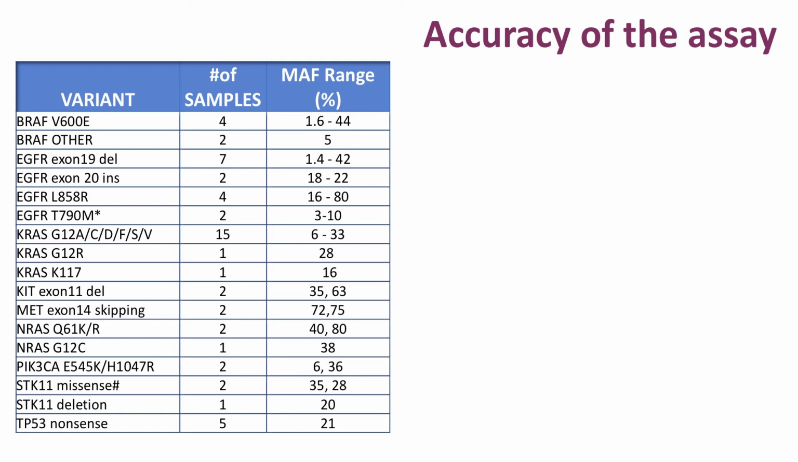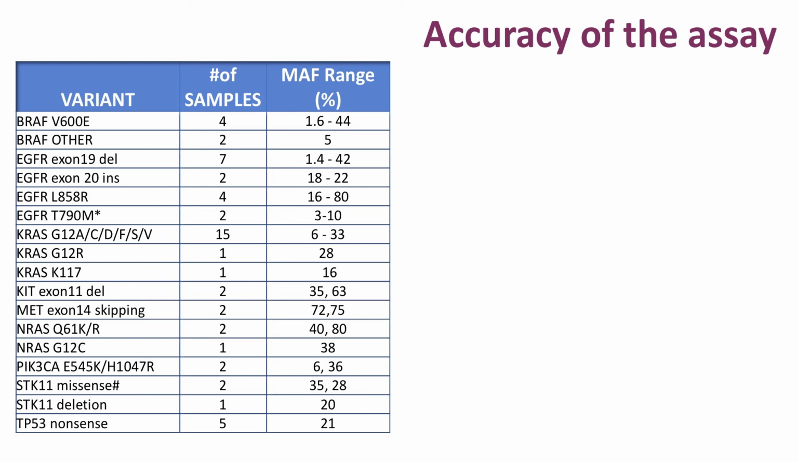So how did we determine? Just a few slides on the accuracy of the assay. We did about 55 samples, and as you can see, the variants we used were from the regular BRAF, KRAS, EGFR variants, and if you pick 3CA, we did some STK variants. We did a MET exon 14 skipping variant, KIT deletions, and the T790M in EGFR, which everybody wants to try.